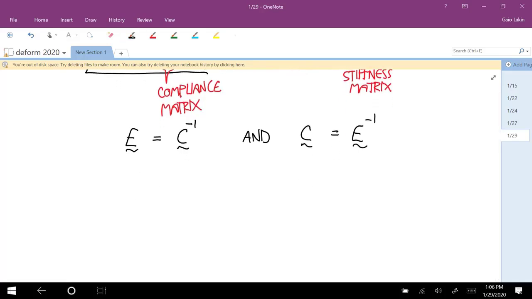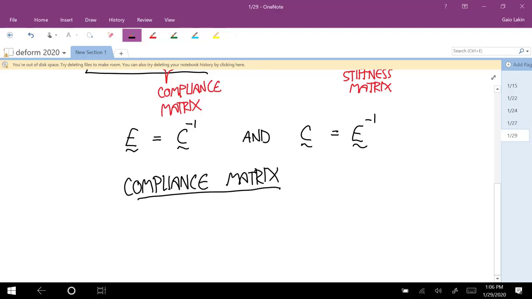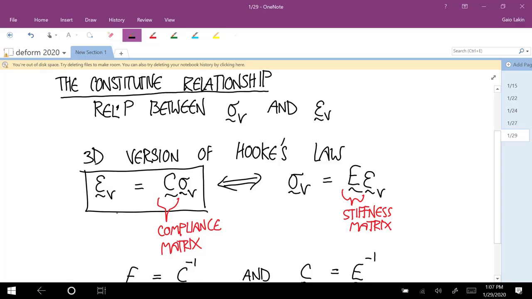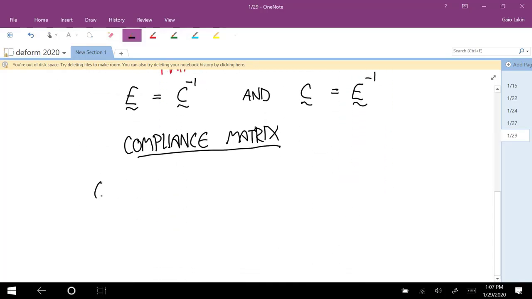So what do we know about the compliance matrix? Well, what are the sizes of the Voigt stress and the Voigt strain? Yep. So what's the size that you need for the compliance matrix to go from a 6x1 to a 6x1? Yep. So it's a 6x6. So that's 36 values. So potentially each one of these 36 values could represent a different property of a material.